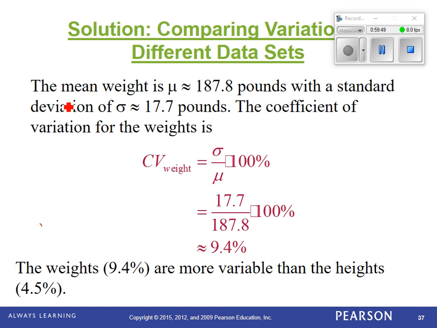The heights are 4.5%, so we compare those two, and apparently our basketball team is a bunch of chunkies or something, because their weights vary a lot more than their heights. That doesn't mean our whole basketball team. It means that we probably have those two basketball players that are like 6'4" or something, but they weigh like 270.